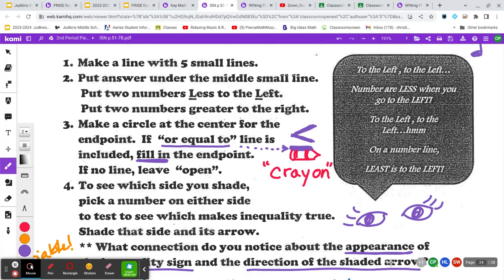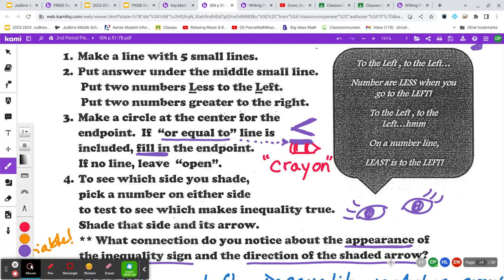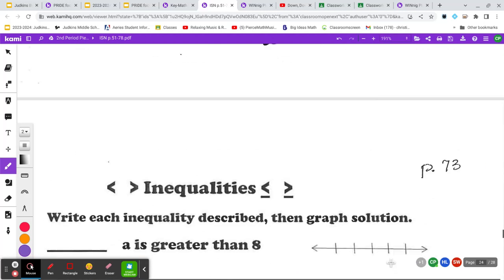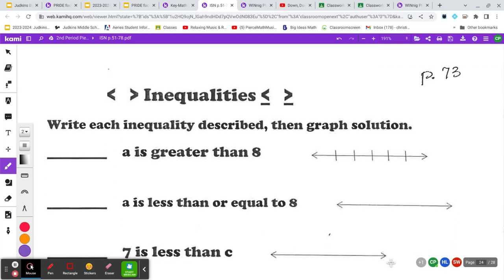Okay, so you guys are going to be paying attention to what connection you notice about the appearance of the inequality sign and the direction of the shaded arrow. So now you're going to go back to the top of page 73. Write each inequality described, then graph the solution.